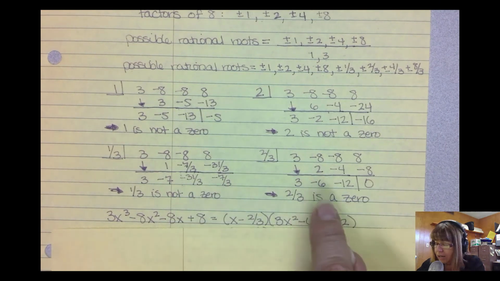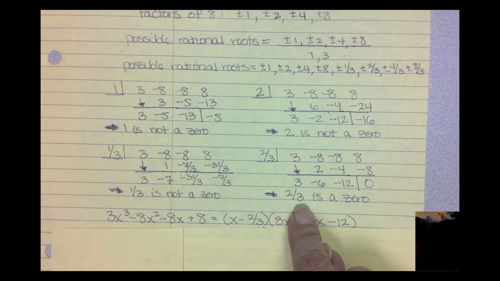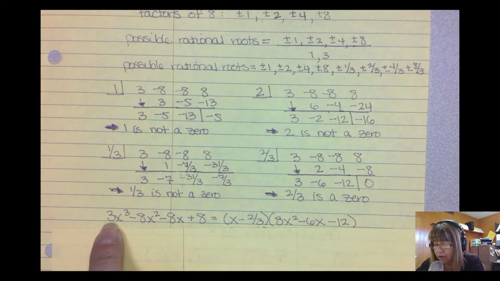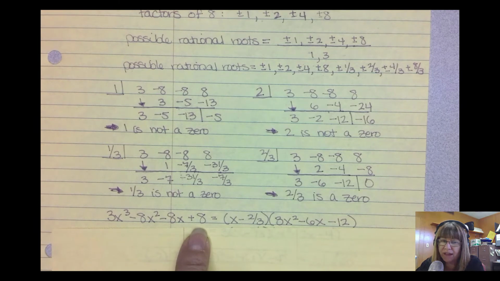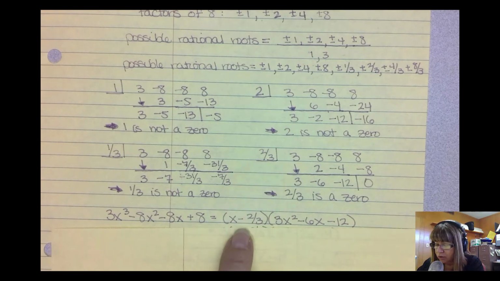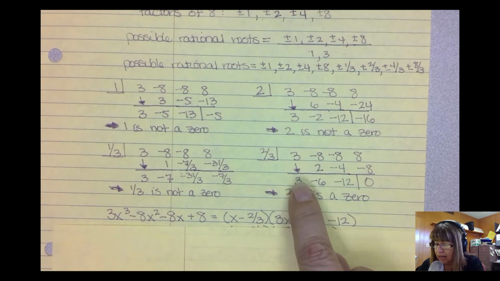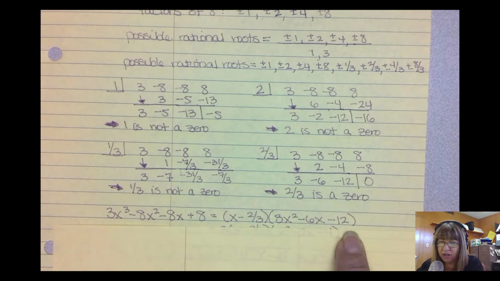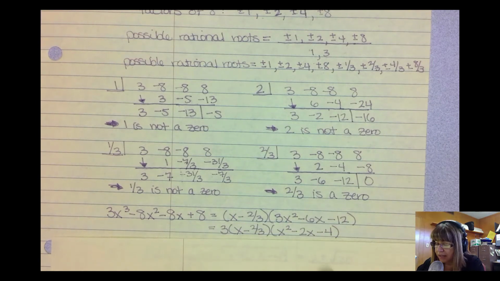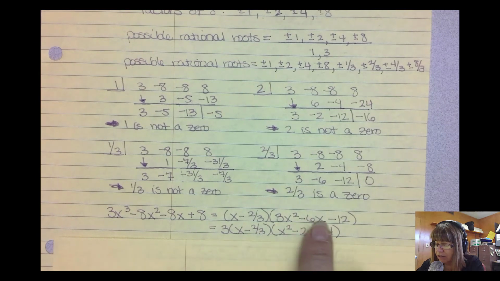And now I know, since 2/3 is a zero, my polynomial of 3x cubed minus 8x squared minus 8x plus 8 will factor into x minus 2/3 times 3x squared minus 6x minus 12. That's my factor. Now I can try and factor this. Multiply 3 times negative 12. I could even factor out a 3, and I think that's what I did to make myself a little easier. So I factored out a 3 here. And this last factor turned out to be x squared minus 2x minus 4.